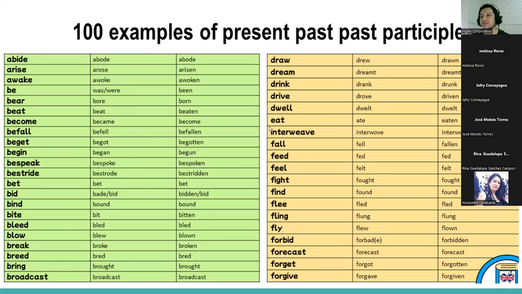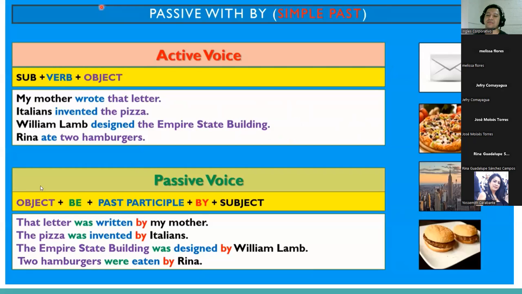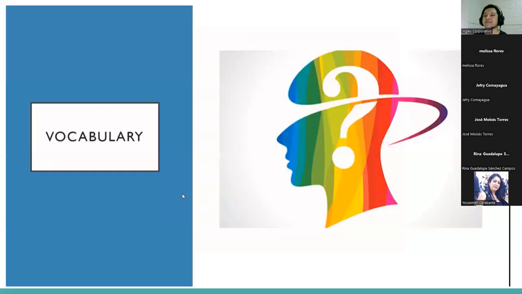Regular verbs, we just add the ED. A los regulares solo le agregamos el ED, pero los irregulares cambian y por eso nos tenemos que memorizar. El de write es write, wrote, and written. So the past participle is written. Very good question. So remember to use this formula, only past participles. Let's read number two.